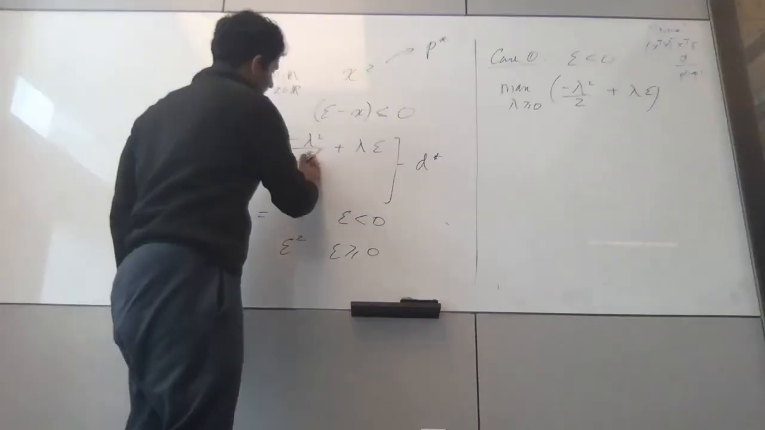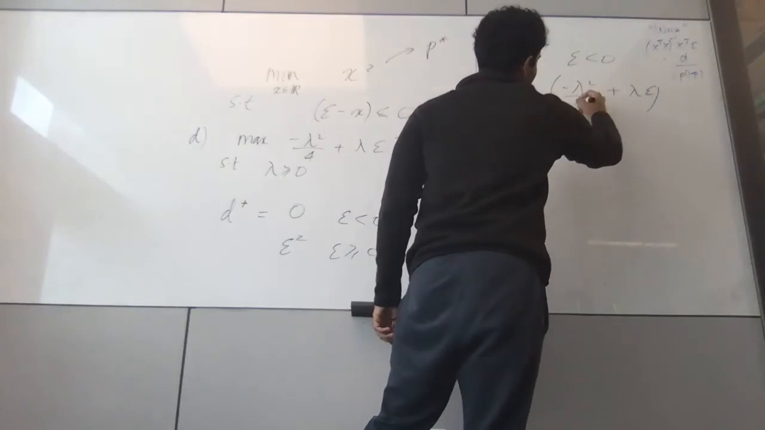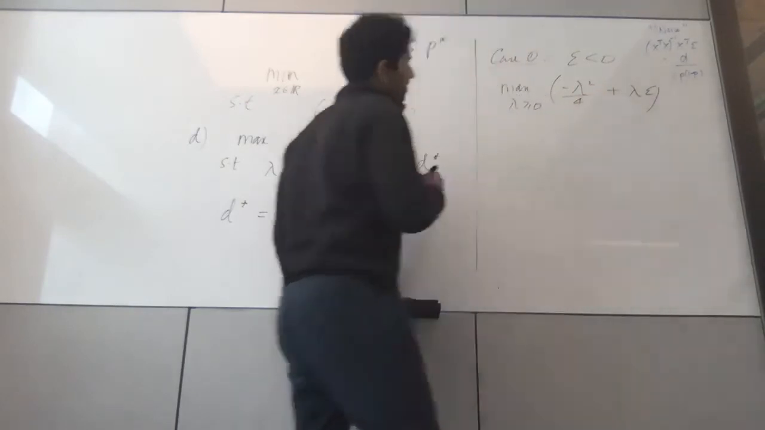I'm sorry. I think the dual function is minus lambda squared divided by 4. Oh wait, yeah, it's over 4. Sorry. It's over 4, right? Yeah, it's over 4. Sorry. Thank you.